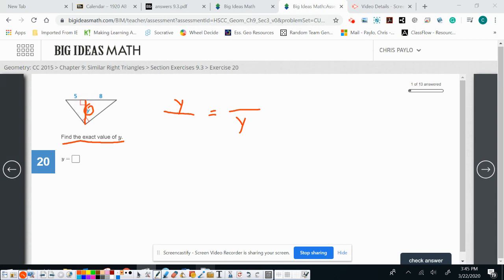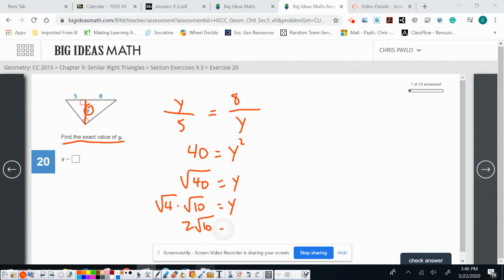So y is our geometric mean. That's why we have it twice. I put 5 and 8 in the other spots. 5 times 8 is 40. Y times y is y squared. My answer is square root of 40. But we know from the past that we need to break that down and simplify it. The way to do that is by taking square root of 4 multiplied by square root of 10. Square root of 4 is 2, so 2 roots of 10.